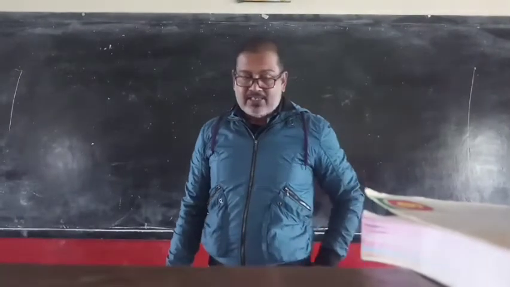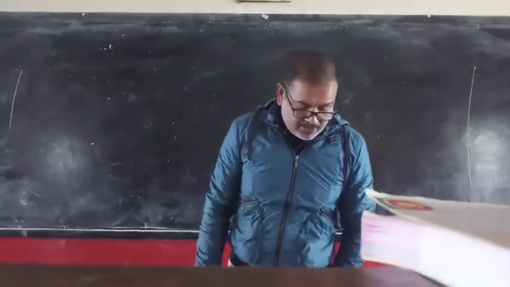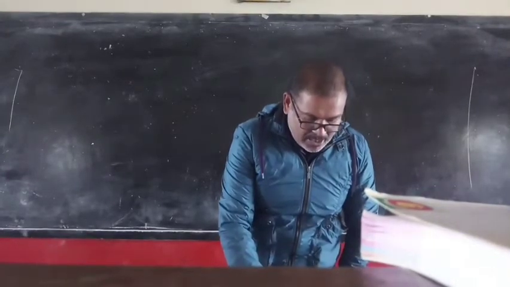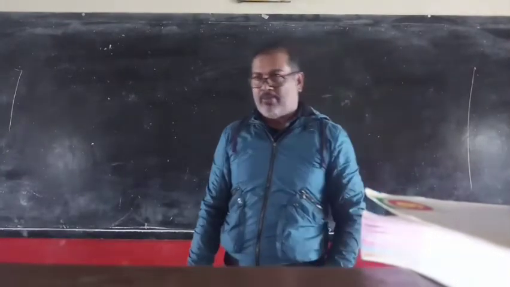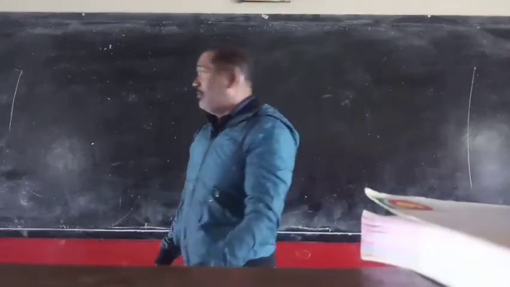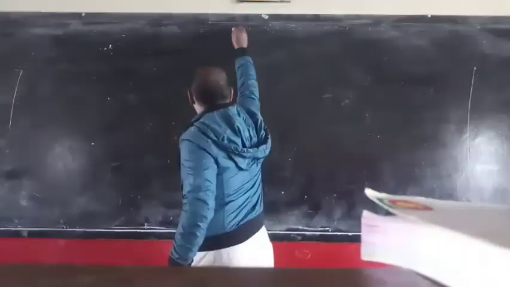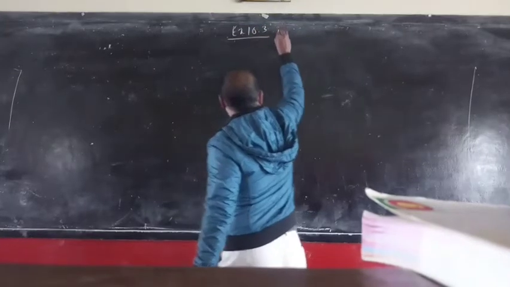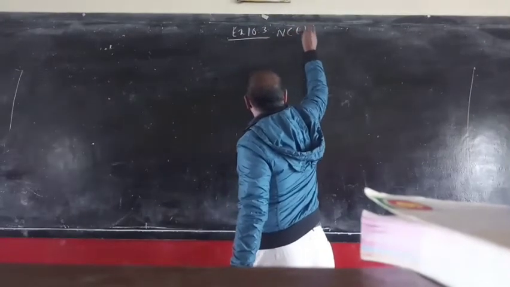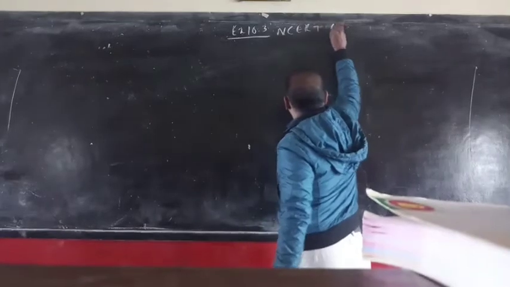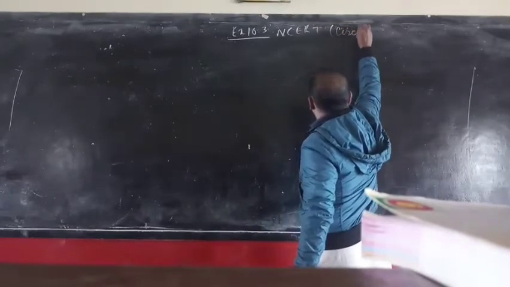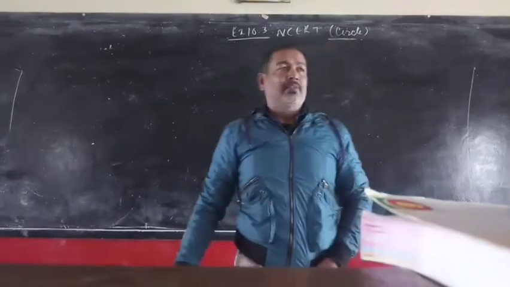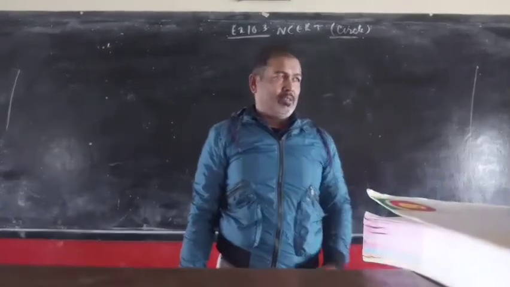Question number 1 tells us to draw different pairs of circles. How many points does each pair have in common? What is the maximum number of common points? Now, exercise 10.3, NCERT, and the chapter is circles.